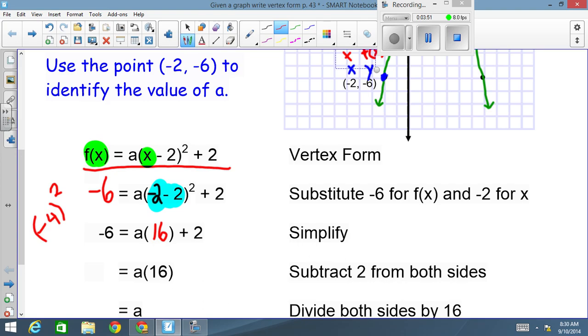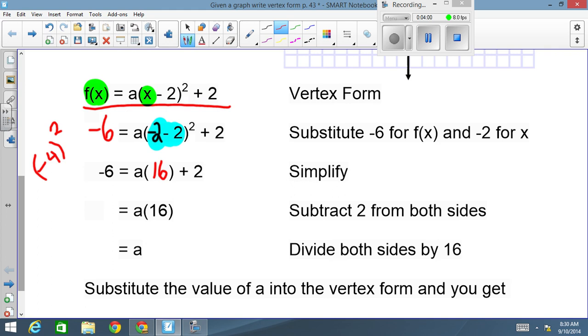Okay? So now we have -6 equals a times 16 plus 2. Well, a few of you may think, oh, let's just do 16 plus 2. But we can't do 16 plus 2, because 16 is being multiplied by a, and the order of operations says I can't do that. So I'm actually going to subtract this 2 from both sides. So now I'll have a -8 on this side and a times 16 on the right, or 16a.